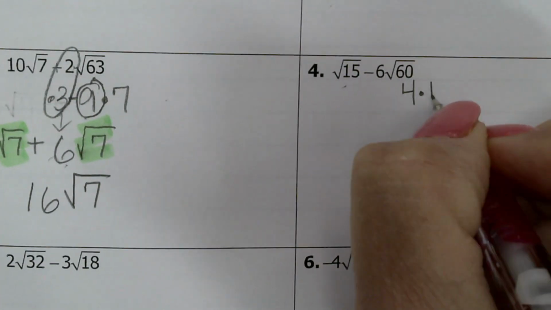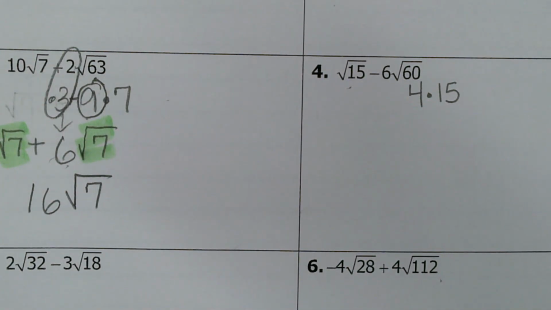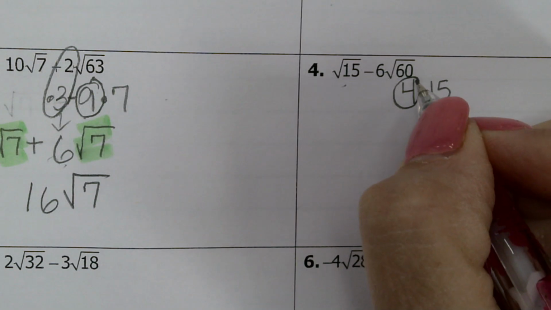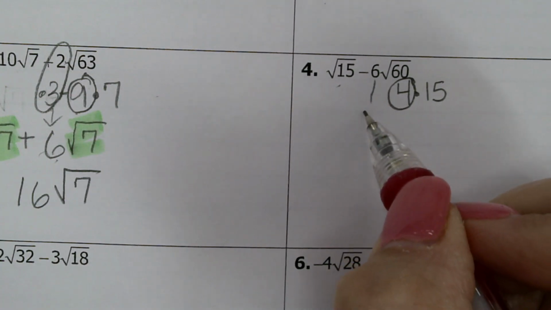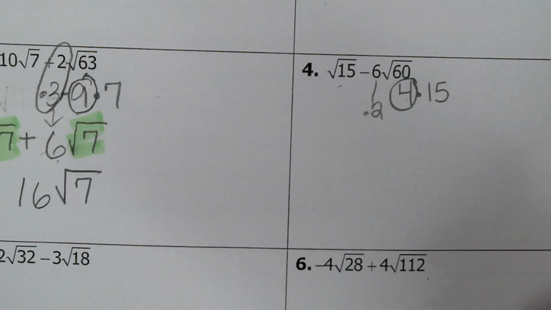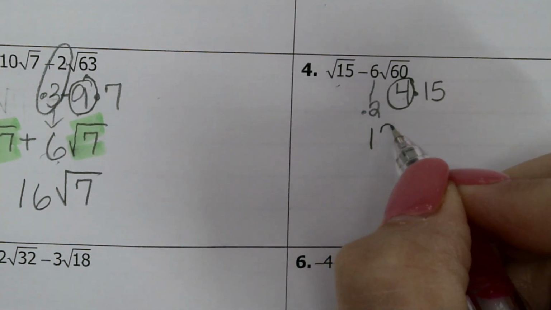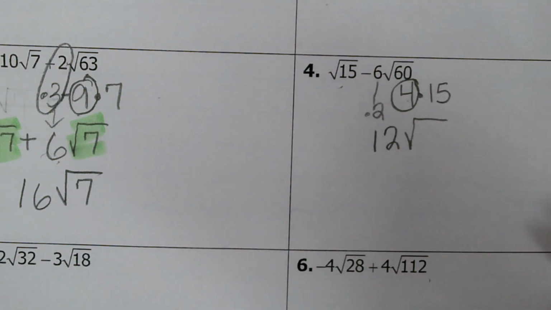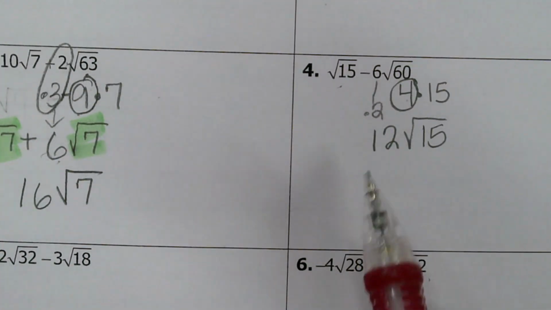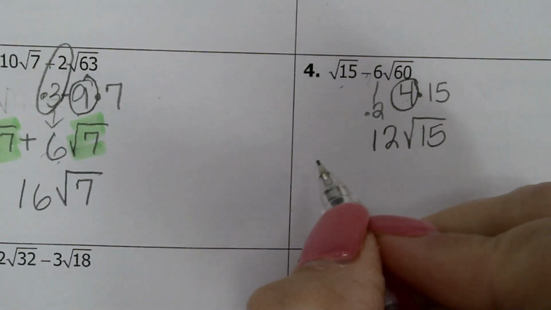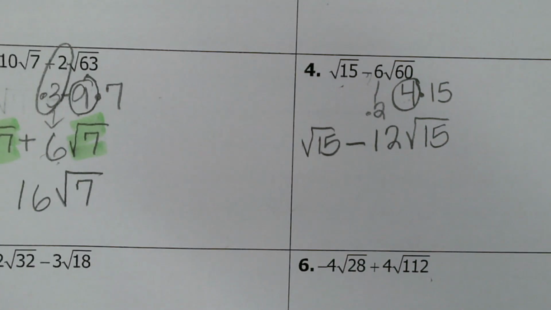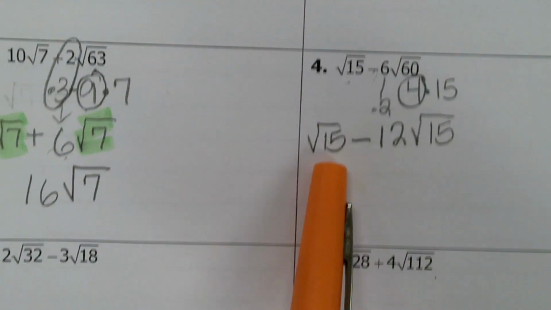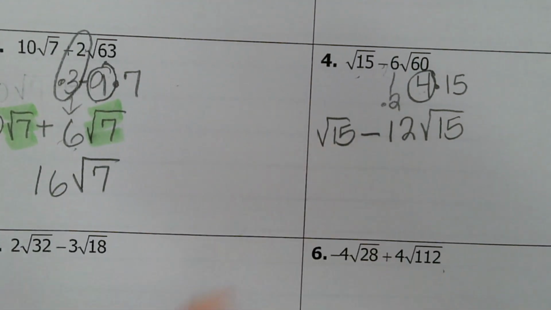4 times 15. And 4 is a perfect square. What's the square root of 4? 2. Okay, so I'm going to multiply that 6 times 2. What's that? Yes, that's a negative, but it's really a minus as well. So I'm going to bring all that down. And now we have common radicals. But wait, what's the coefficient on this radical? A 1.